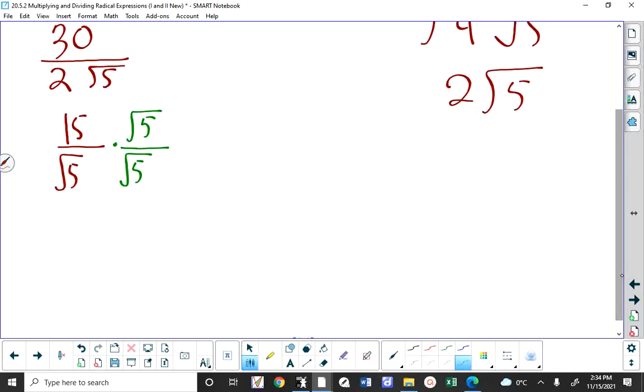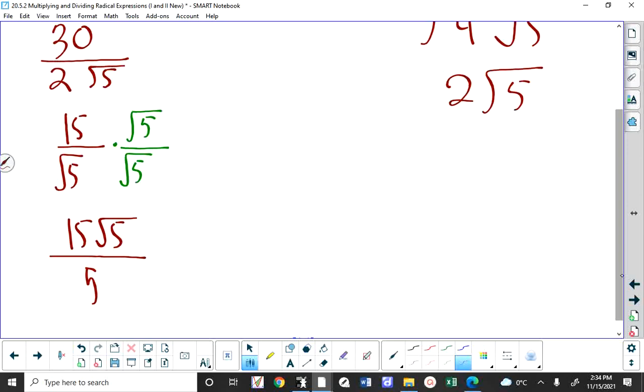There's nothing I can do with 15 times root 5 other than to write 15 times root 5 over 5. The square root of 5 times the square root of 5 is 5. If you need to write root 5 times root 5 is root 25 and then change it to 5, that's fine, but it's 5. Are we okay with that step?